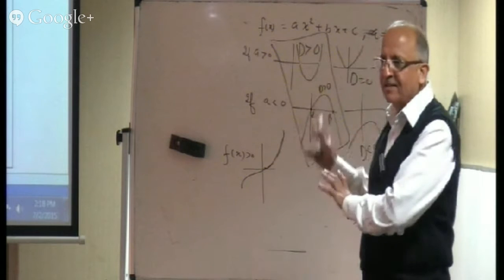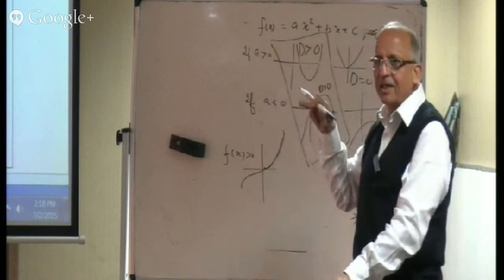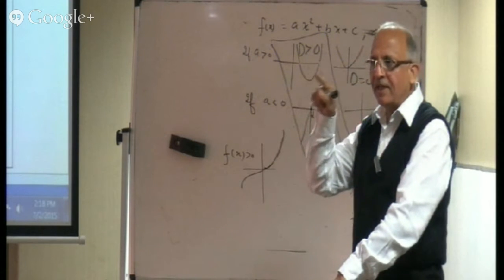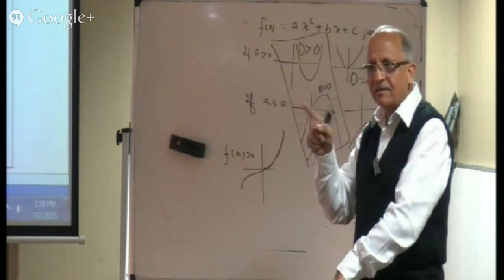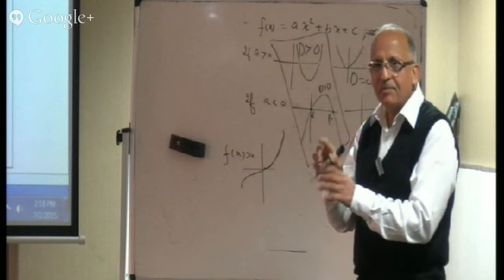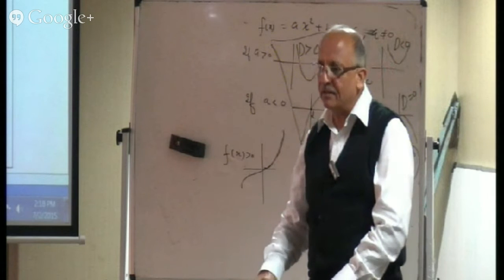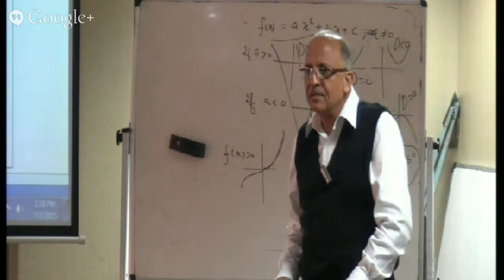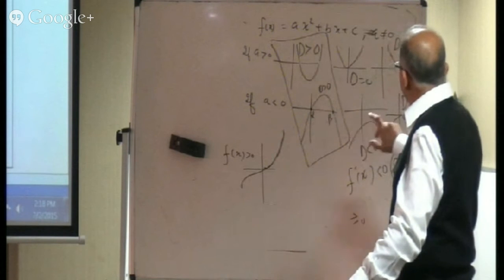Have you observed it? So many things are there, 6 things we are checking: D positive, D negative, D equal to 0, A positive, A negative. So all possible combinations. But you can go home and you'll find it in any book on competitive examinations. But you can recall also at home.